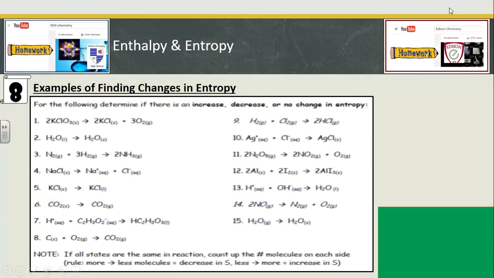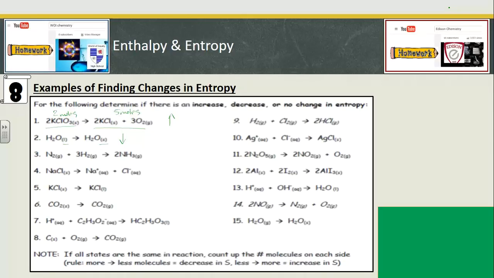And here are examples of finding changes in entropy. You've got to look at the little letter codes and the mole coefficients. For example, 1 reactant, 2 products, 2 moles, 5 moles. Entropy increases because we're producing more products than we consumed, and therefore they must be more random. In this next one, number 2, we have a liquid becoming a solid. Well, that is going down. Entropy is decreasing. It's becoming more ordered as it freezes.